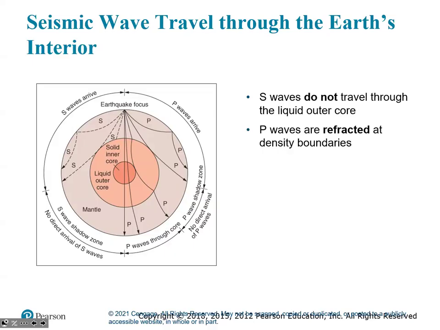Much like if you have a light sphere and you have light shining through it, there will actually be a ring of shadow where no light comes out. S waves do not travel through the liquid outer core, while the P waves get refracted, bent at the density boundaries.